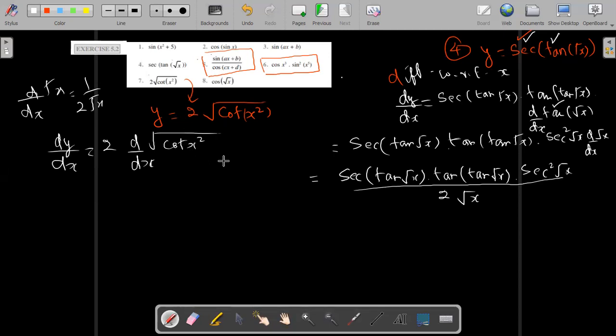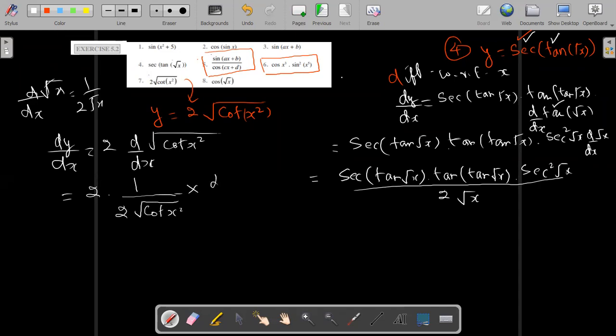Here you have three functions. How many functions are there? Root, square root, then inside cot, then inside x square. So root is the outermost function here. I told you the differential of any root function is 1 by 2 root. So what is the differential of root? It is 1 by 2 root, so this will become 1 by 2 root cot x square.